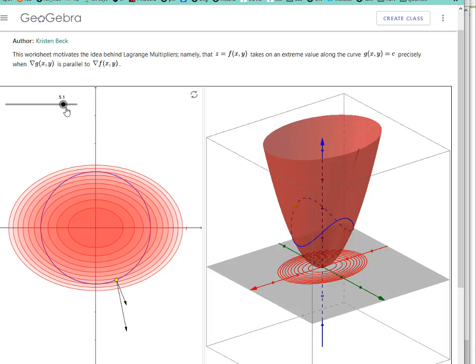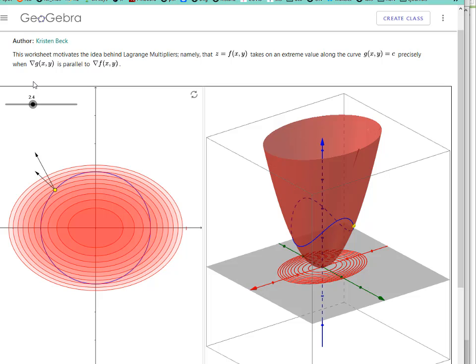One of them is the gradient vector of the constraint. One of them is the gradient vector of the original function. And this one's the original function. This one's the constraint. And the extrema, the maximum and minimum values, will be where they line up, which I don't think they have, like there and there. So again, it's where they're parallel.